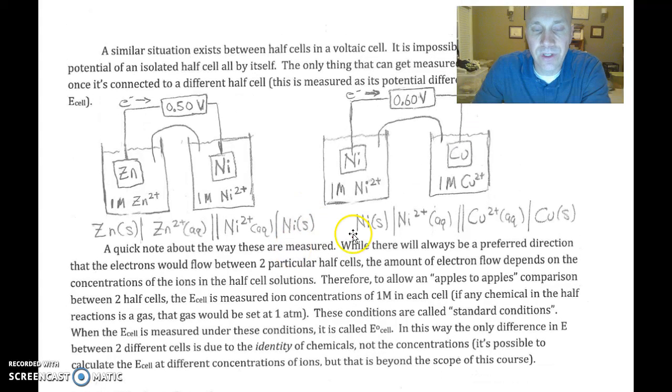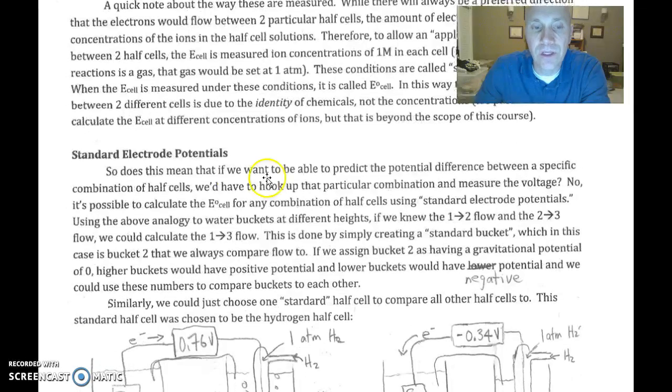So what we're going to do in this video is learn how to determine the voltage, or to be able to predict the voltage between any two half cells. And we're not going to do this by physically hooking up those two half cells. We're going to do it by a technique using what are called standard electrode potentials.